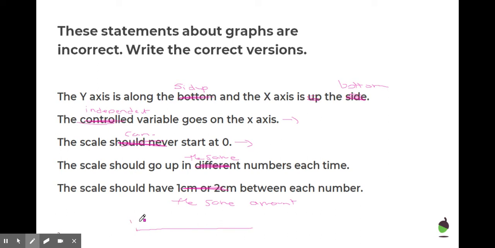So, for example, 1, 2, 3. Obviously, mine isn't quite perfect. 4, 5. On graph paper it would be. Okay, so pause the video and correct anything you need to correct now.